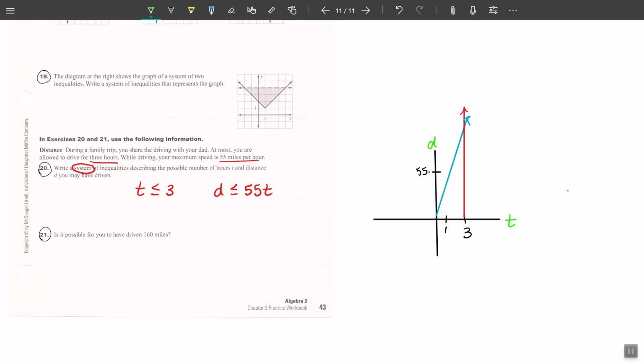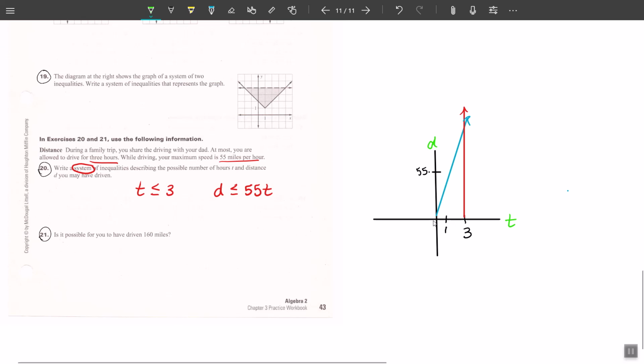So this is what it would look like on a graph if you were to graph it. I just want you to be able to visualize it. You can tell from this equation here, t is your independent variable, d is your dependent. That's how I knew to put d on the y-axis and t on the horizontal. And so these are the two graphed together.